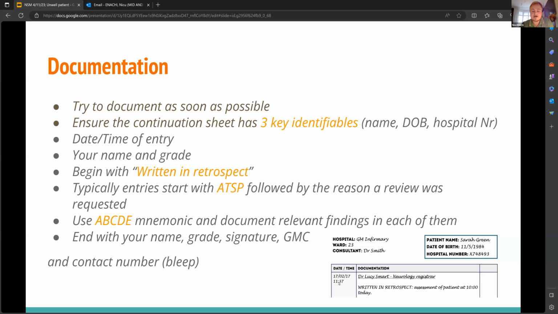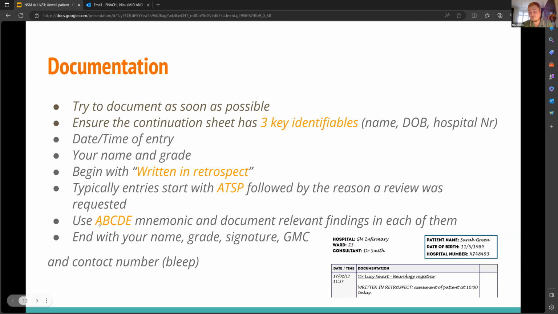Start with the date and the time of your entry, who you are, what's your grade. And obviously, as this has happened, let's say 15 or 20 minutes ago, just start with written in retrospect. Most entries for being asked to see a patient who's unwell start with ATSP, or asked to see patient, followed by the reason you were asked to see, whether their observations are abnormal, or the patient is unresponsive, the patient looks breathless, whatever the reason for their review was.